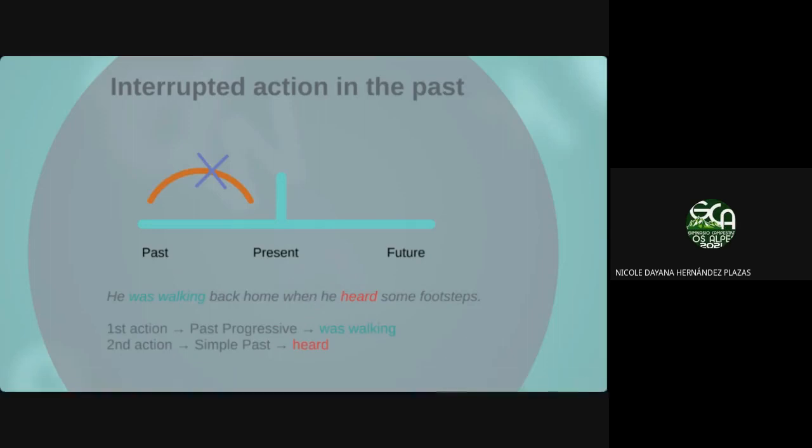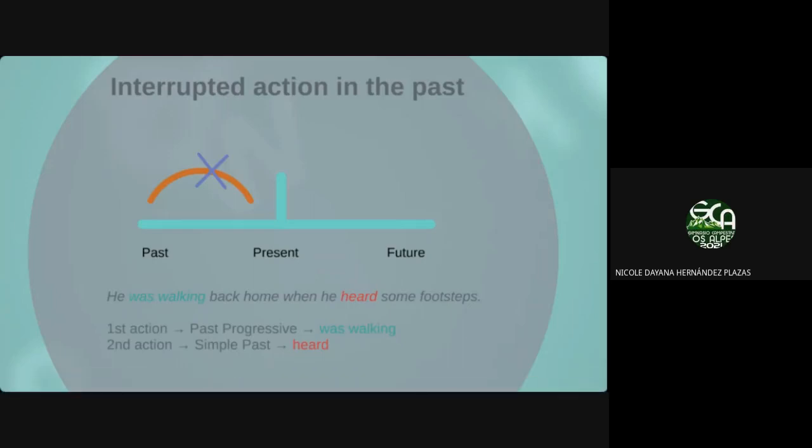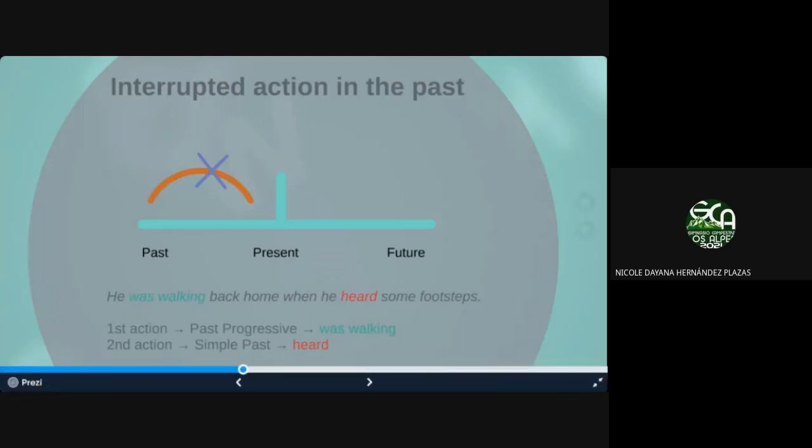Hay una acción que interrumpe a la otra. The first action, the long action, continues. The short action, the one that interrupts, is going to be in simple. Questions up to this point? I am going to give you some time to take notes, babies.